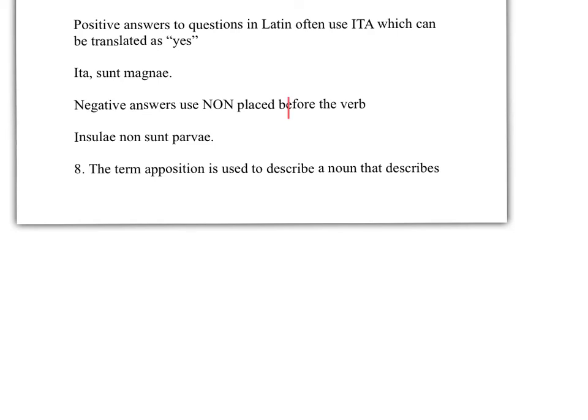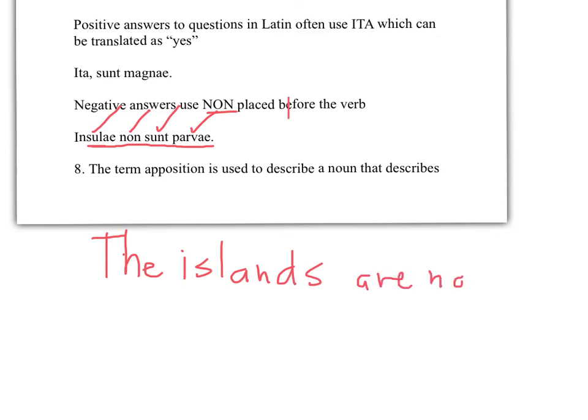Another point about questions is that negative answers use the word non placed before the verb. So in this example, it says insulae non sunt parvae. It says the islands, insulae, not are small. Of course, that's an awkward English translation. You would translate that more like the islands are not small. The non goes before the verb that it is negating.